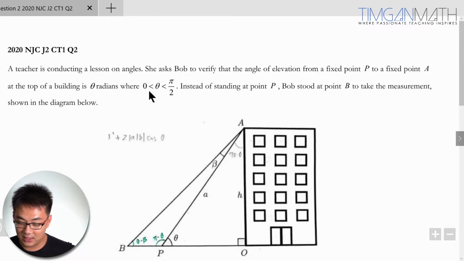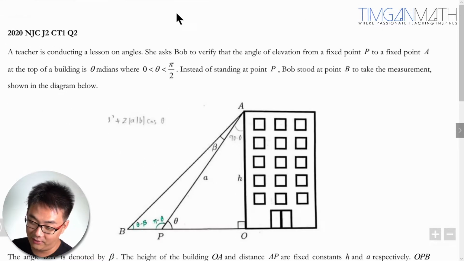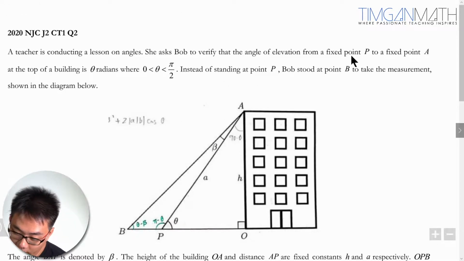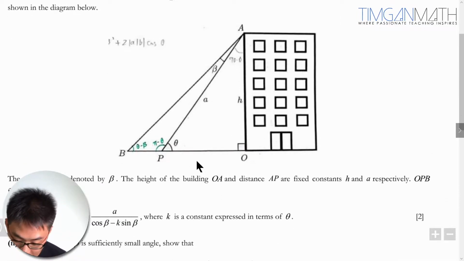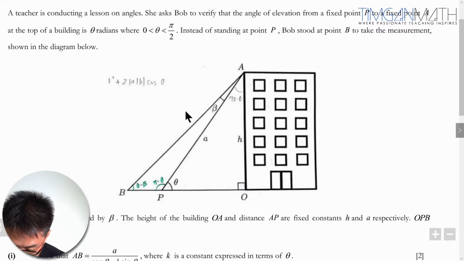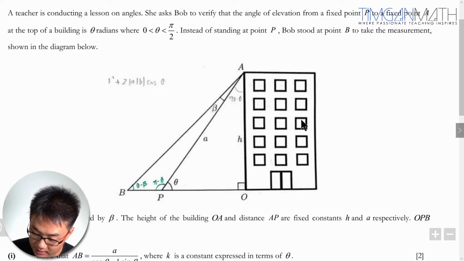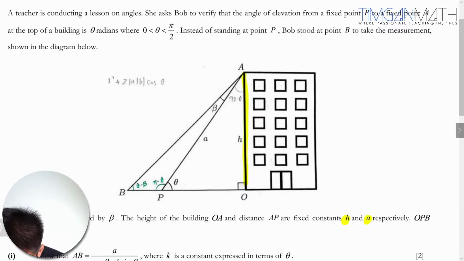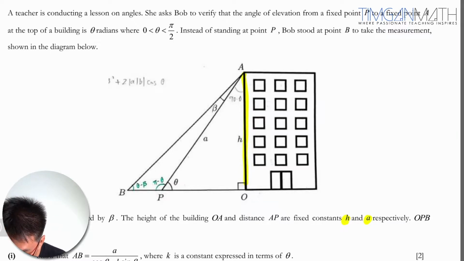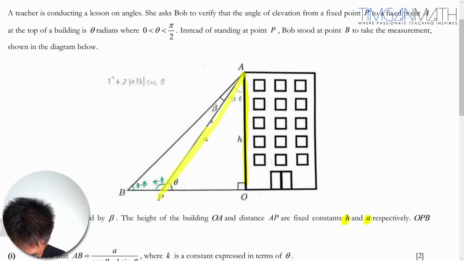Now, a teacher is conducting a lesson on angles. She asked Bob to verify the angle of elevation. Bob stood at this position as shown below. The angle BAP is beta, and the height of the building OA and the distance AP are fixed constants. AP is a, it looks like alpha to me, but okay. This is a fixed constant. OPB forms a straight line.